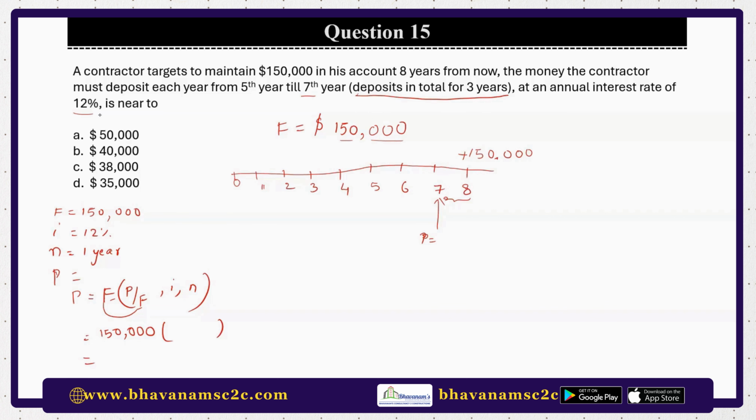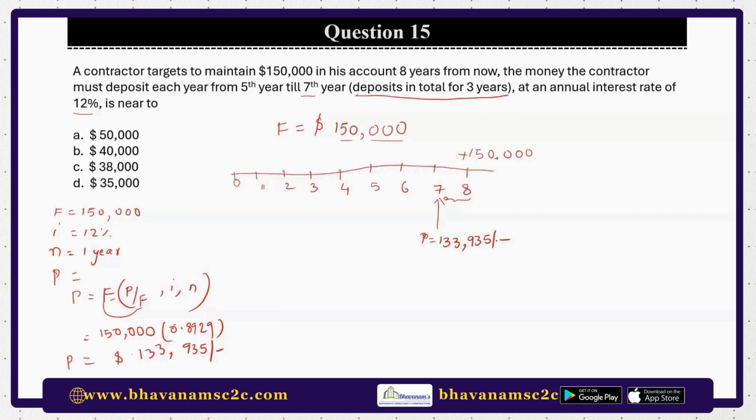You said 0.8929? All right, you got it right. And when you multiply this, what is the answer? I'm doing the calculation by myself. It is somewhere around, correct me if I'm wrong, 133,935. Is this correct? Yes. All right. So the present value at the end of 7th year is $133,935.